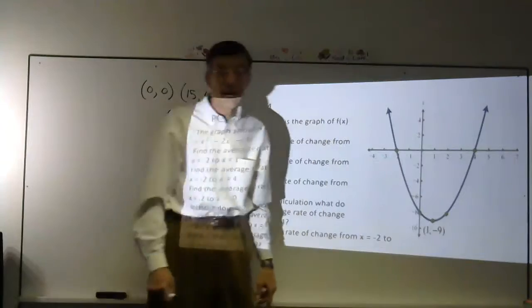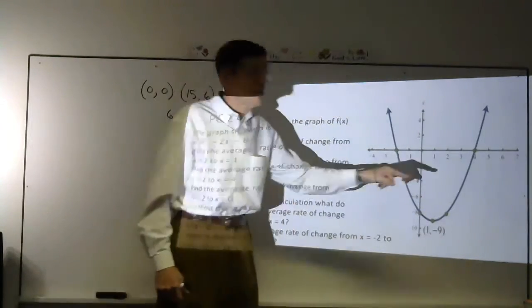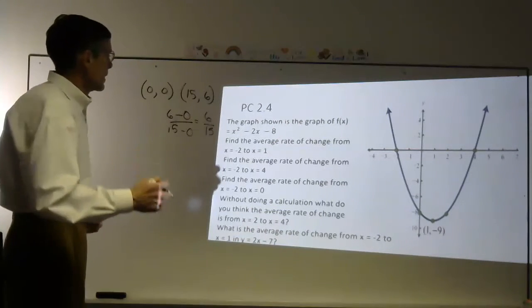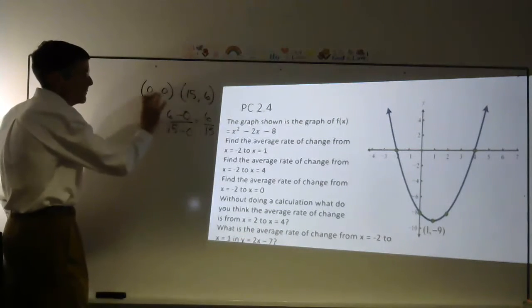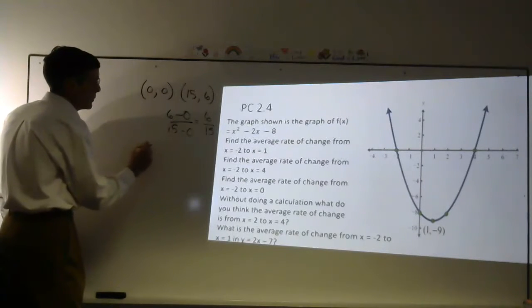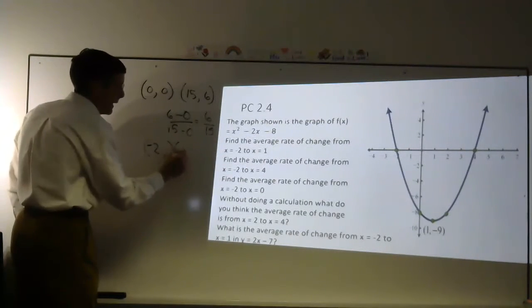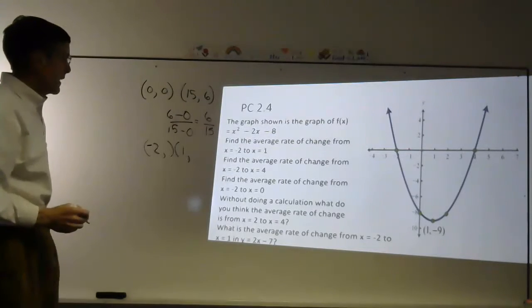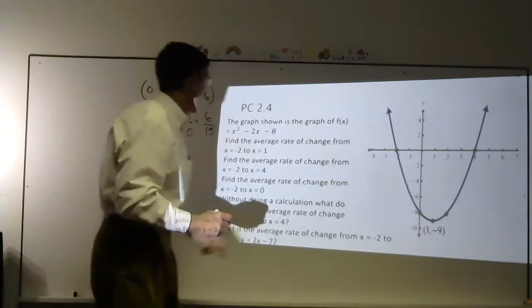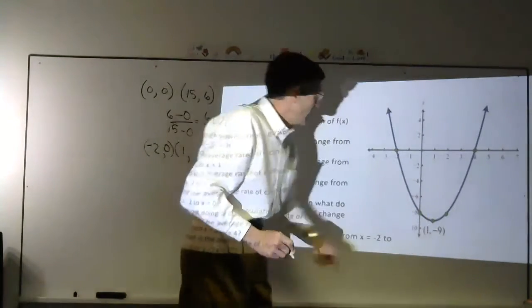Well, I see it going down. When we go from -2 to 1, I see it going down, so I know that it's going to be a negative rate of change. Here's what I suggest you do. Something similar that we did back here. We have x is -2 to 1. Okay? Find the two y values. At -2, I'm at 0. At 1, I am at -9.